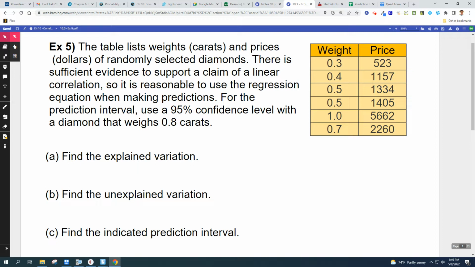Part A says find the explained variation. So if you go back a couple of slides, I gave you some formulas for explained variation and unexplained variation, but it's got those sigmas, and so it's going to be kind of complicated to do by hand. That's why I've made this spreadsheet. So check it out.